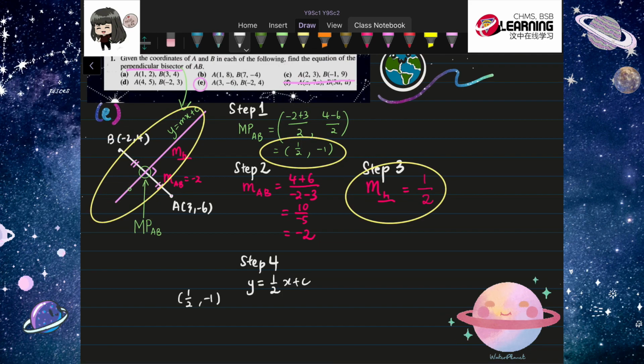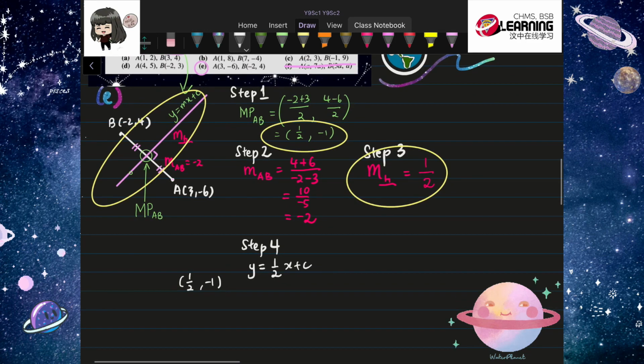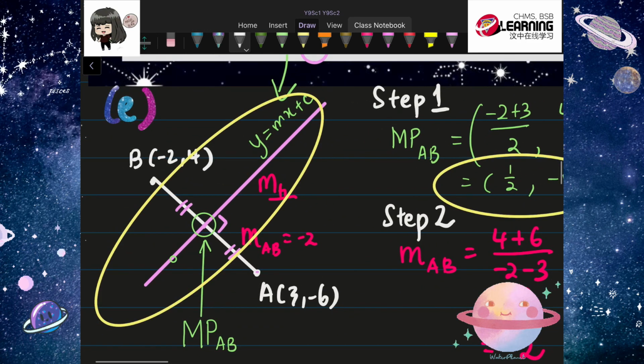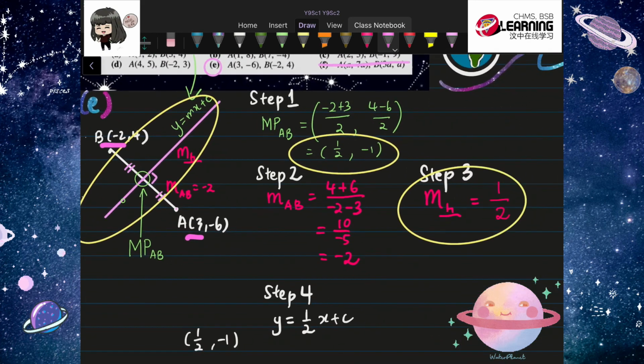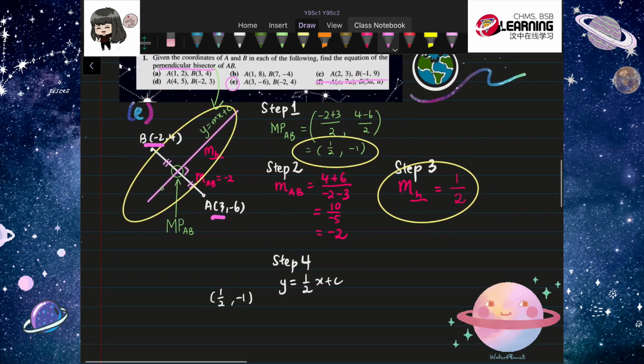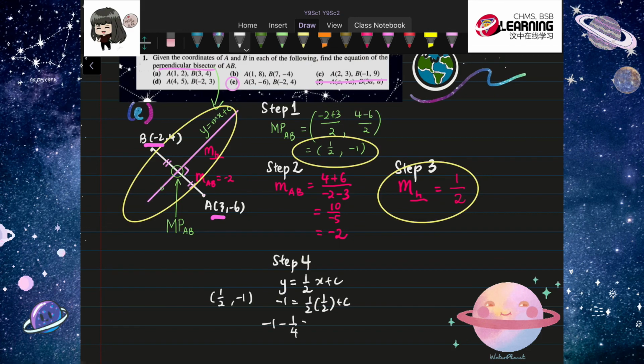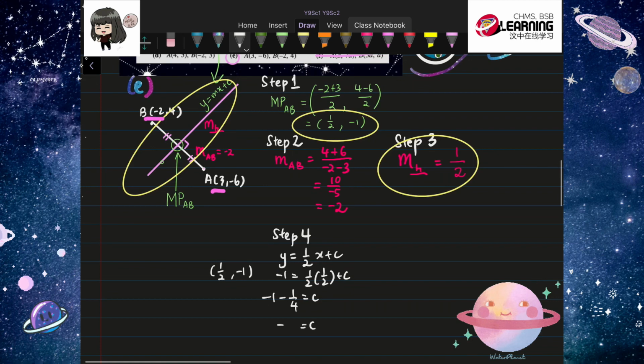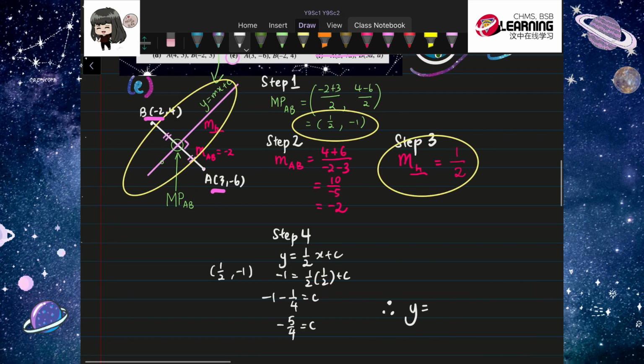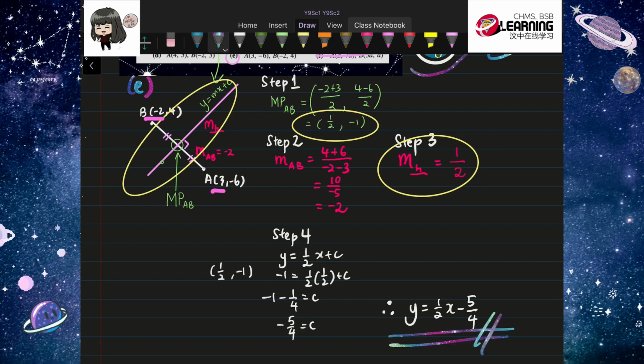Must sub in midpoint, cannot sub in A or B, because the line is not even passing through A or B. You see the line, the pink line, where got pass through A, where got pass through B. Don't sub in A or B. Okay, students like to sub in any points that they want. Must remember that. Don't do that. So I sub in the midpoint. So minus 1 over 4 equals C. So my C is negative 5 over 4. Therefore, my equation is y equals half x minus 5 over 4. Okay, tada, done. My answer, highlight answer.